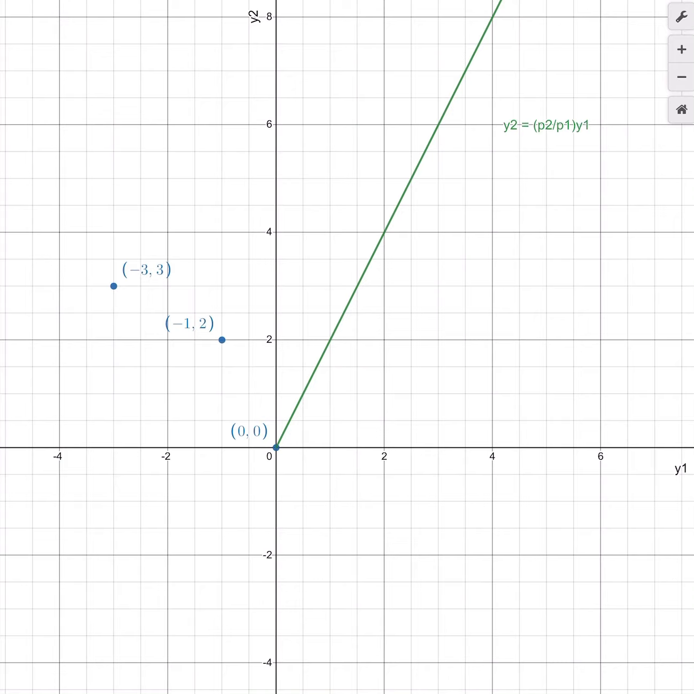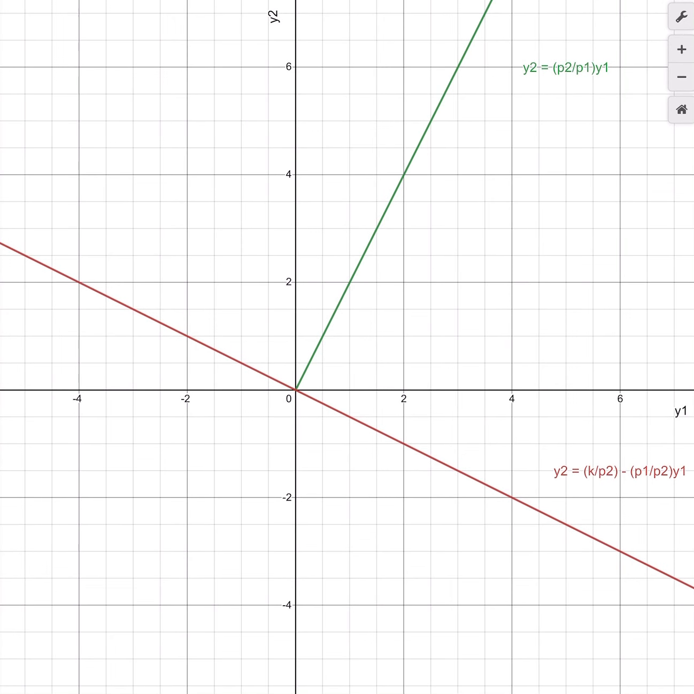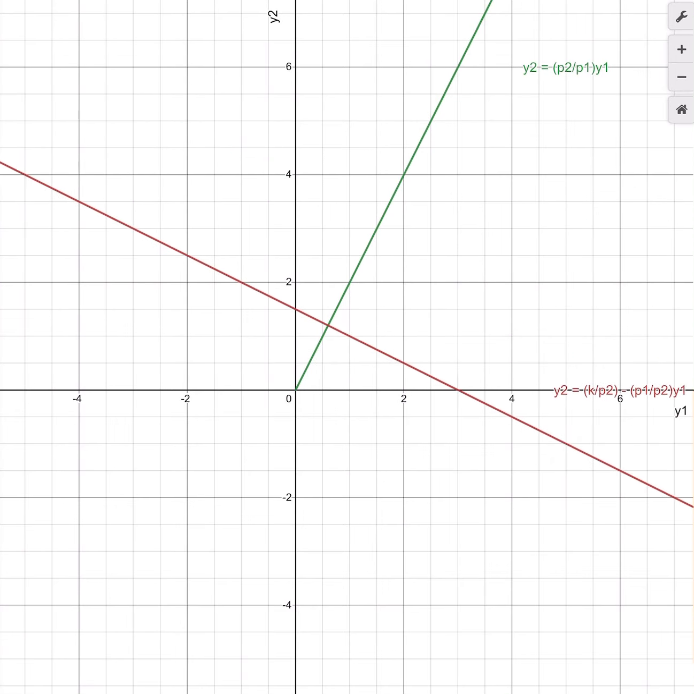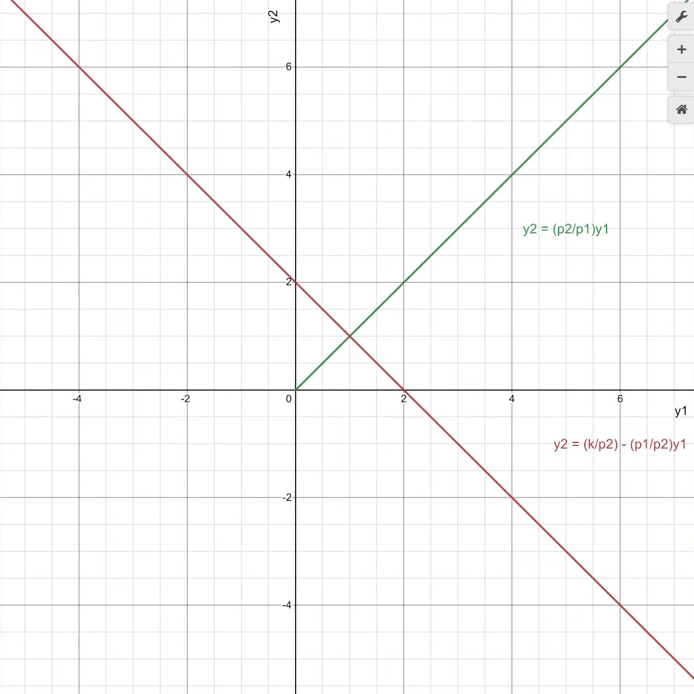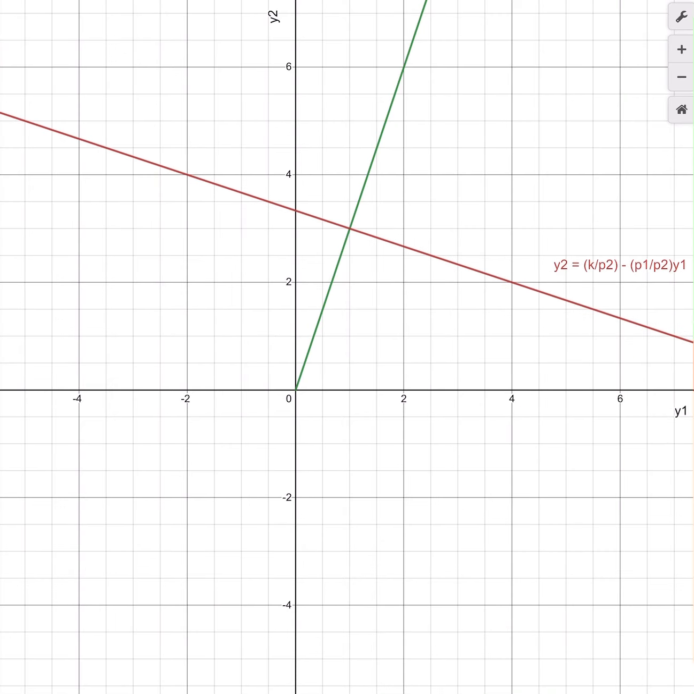Now I'm going to add on the isoprofit line. This represents all the different y1 and y2 combinations that give me a profit of 0. If I get rid of these points quickly, what we have is 2 perpendicular lines. No matter where I move this line, and no matter how I play with P1 and P2, these are always going to be perpendicular.